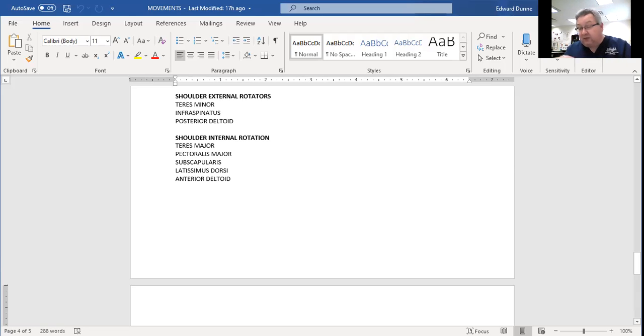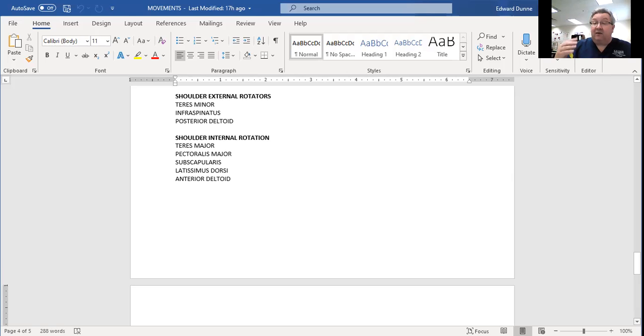The internal rotators of the shoulder, right? There's a few more of those. So that rotates the shoulder inwards or medially. Teres Major. Remember, Teres Major is coming from the lateral border of the scapula, but it inserts into the lesser tubercle on the front, and it does internal rotation. Pectoralis Major is on the front. It's on the anterior part. It inserts into the bicipital groove. It does internal rotation.